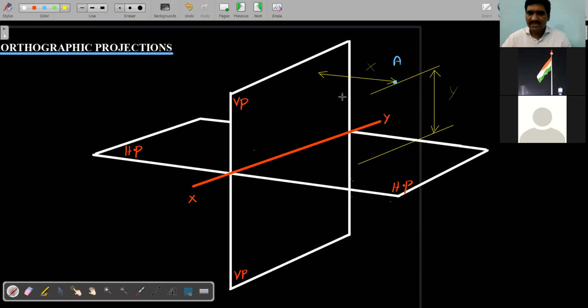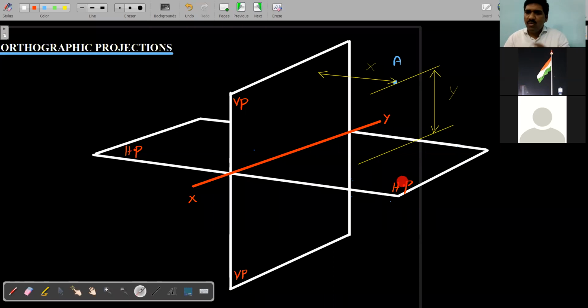We can take x. Now can I say clearly, please try to understand what I'm saying, that this point is some x distance in front of the vertical plane and some y distance above the horizontal plane, or not?